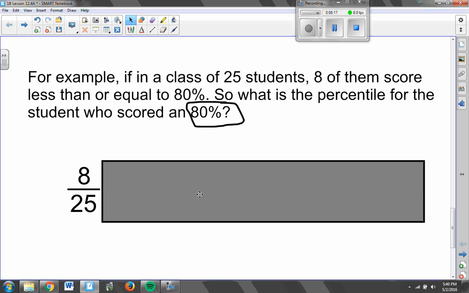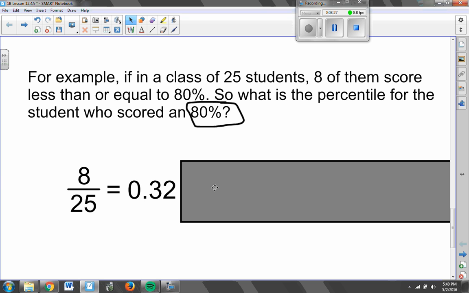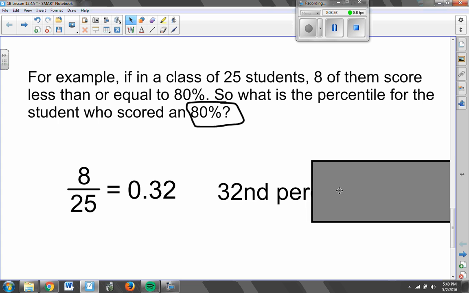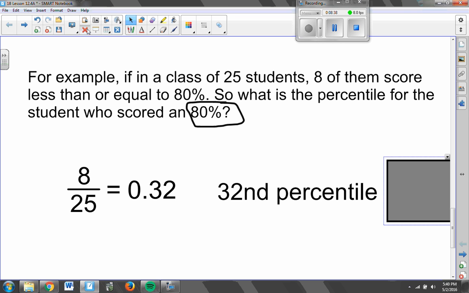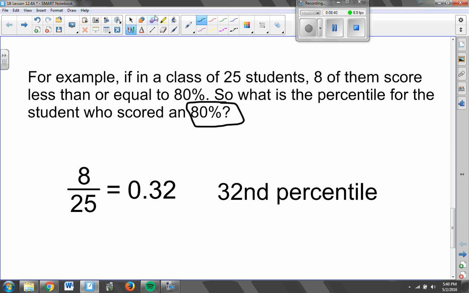So I'm going to do 8 divided by 25 to try to find my percentile. And when I do that, 8 divided by 25, I end up with 0.32. And then I times that by 100 to actually find my percentile. I'm not at the 0.32 percentile. I'm at the 32nd percentile. So we just take the number that's less than or equal to, and we divide by the total number of data points in that set.